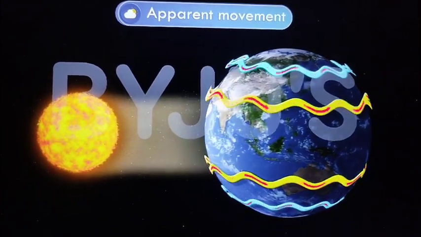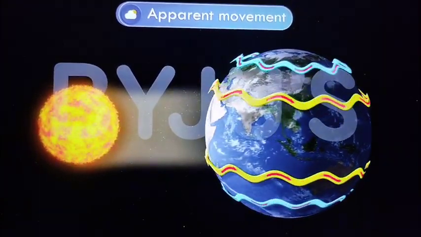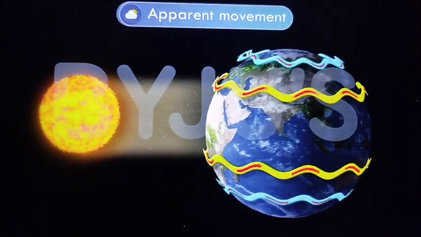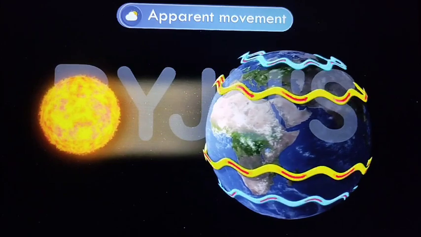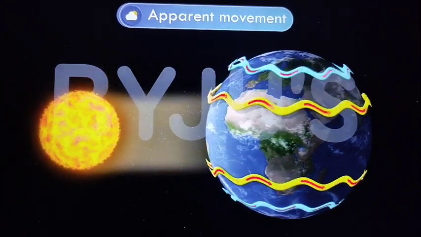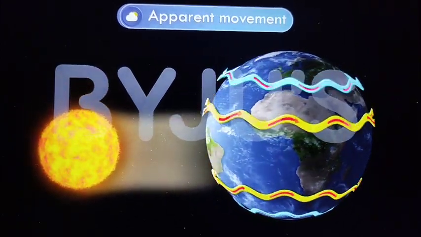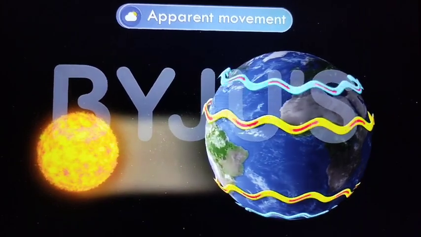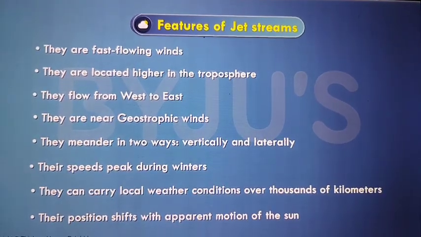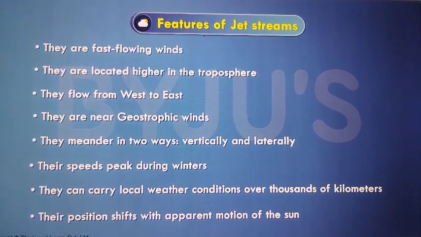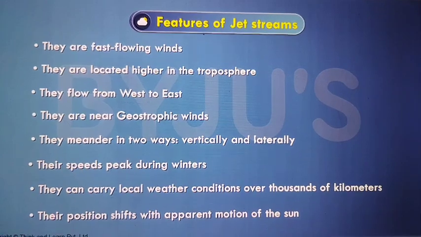During the northward progression of the sun, the jet streams shift slightly northward, while during the southward progression of the sun, the jet streams will move slightly southwards. This summarizes everything that we need to know regarding the basic concept and phenomena of jet streams.